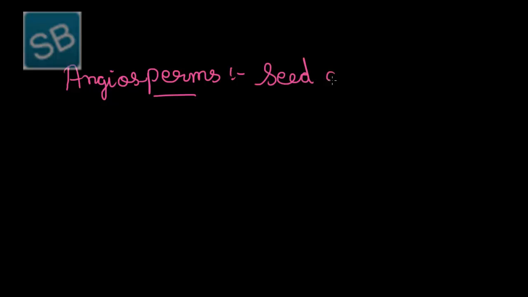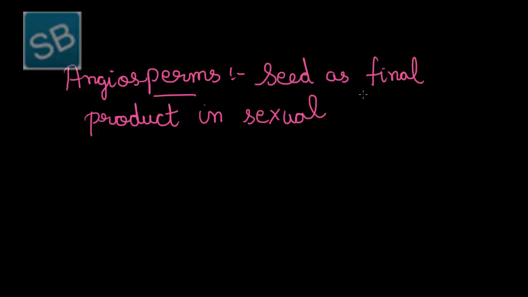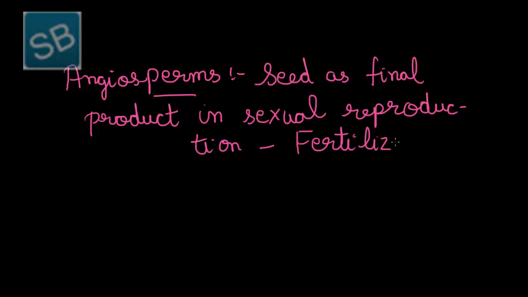As we have already studied in the previous section, in plants like angiosperms, the seed is considered the final product of the sexual reproduction of the flowering plant. The seed that is formed here is also known as the fertilized ovule, since after the fertilization of this ovule, the seed formation occurs.